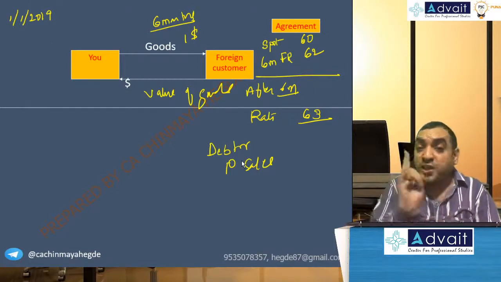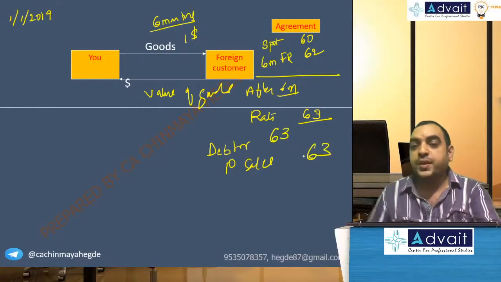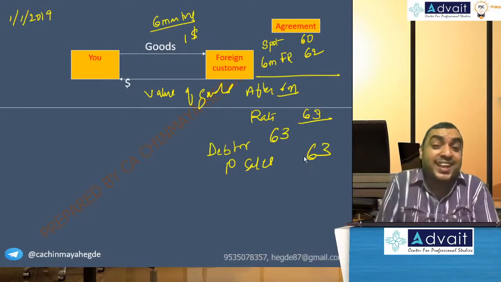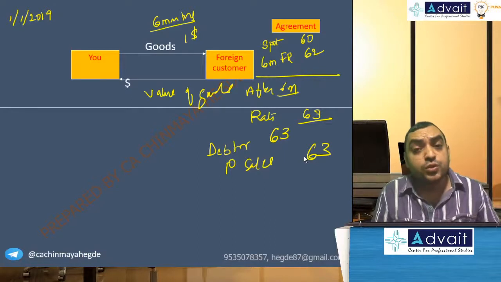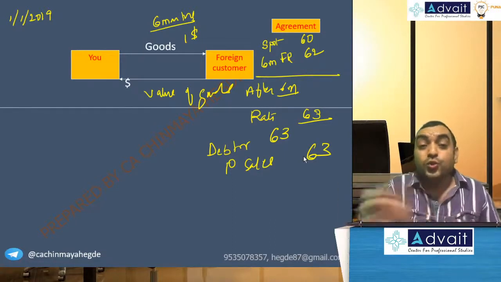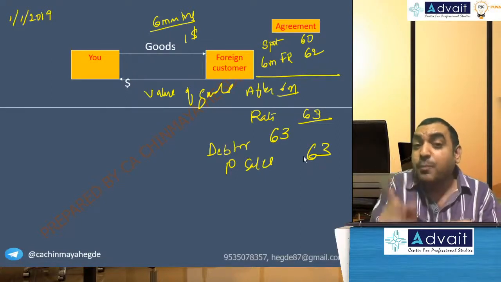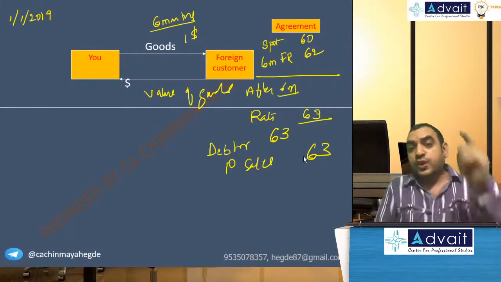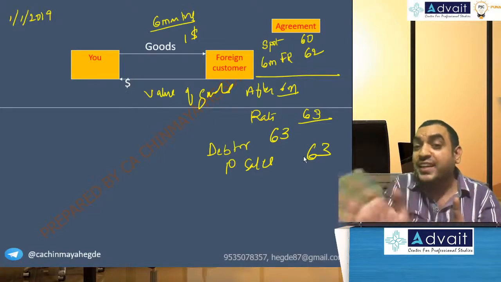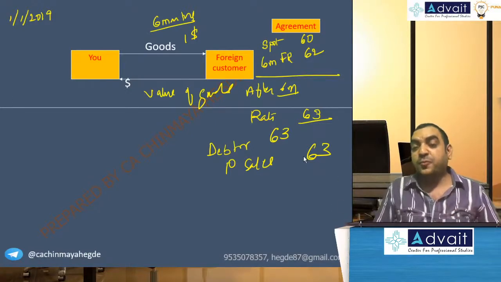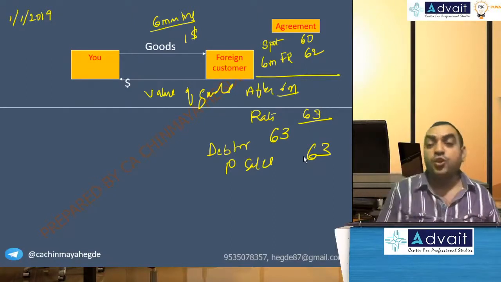Today we receive $1 at 63 rupees. So purely, I should write 63 rupees, debtor account debit to sales, because as on the date of sale it is 63. Sir, 6 months back it was 62. You entered into an agreement? No, you did not enter into an agreement to sell at 62 rupees. Mind it, I repeat, you entered into an agreement to sell at $1. You never committed for a price of conversion. You just committed for $1.